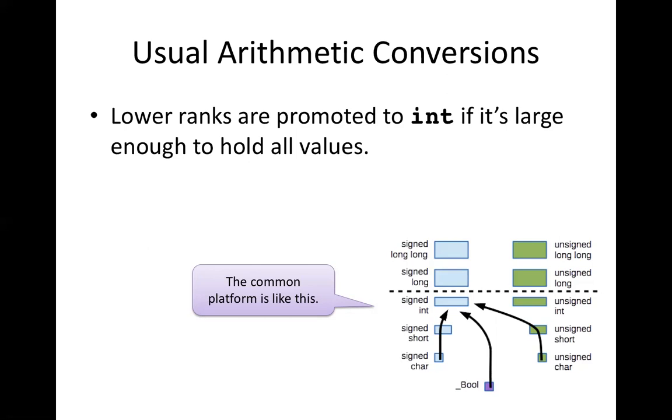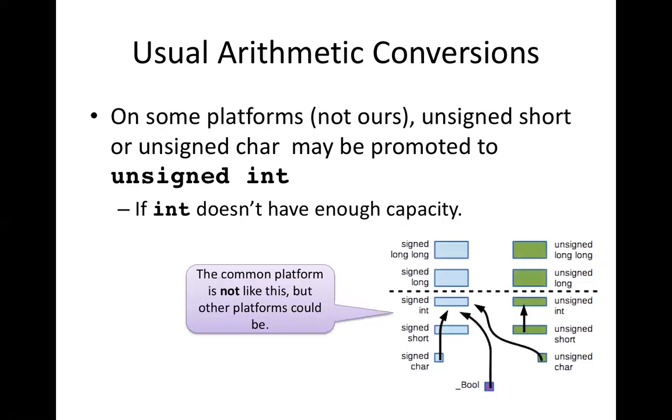So again, I think this picture makes sense. I think this is how the common platform works. For any of those types that are smaller, anything they could have held could fit in a signed int, so it just converts them all to signed int. Why am I making a big deal out of this? Well, not all platforms are going to be like that.